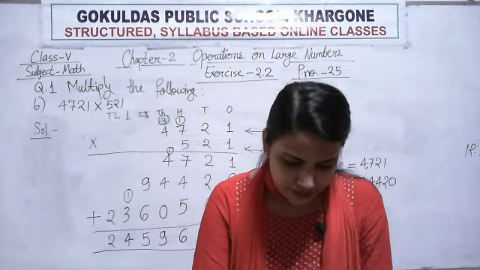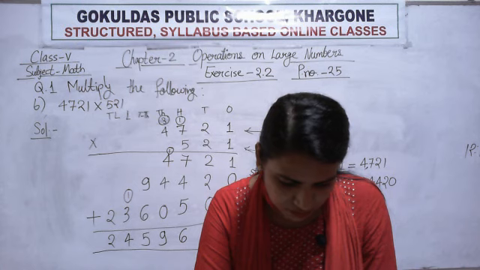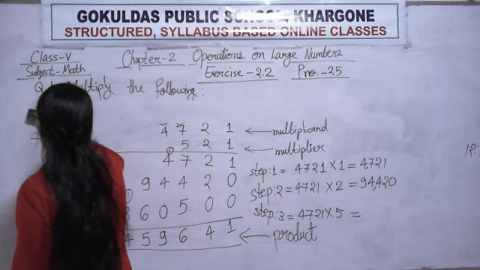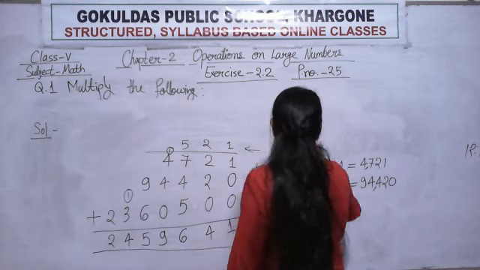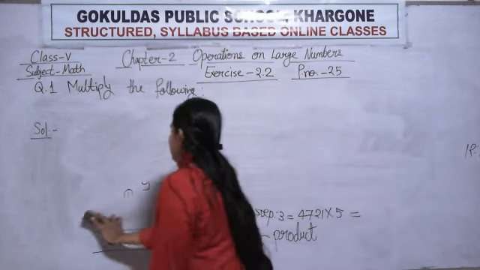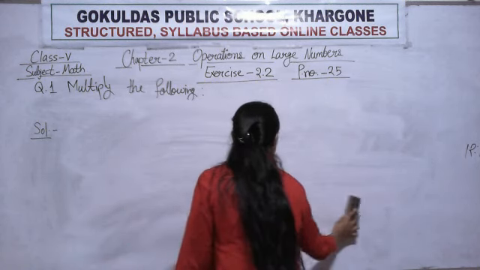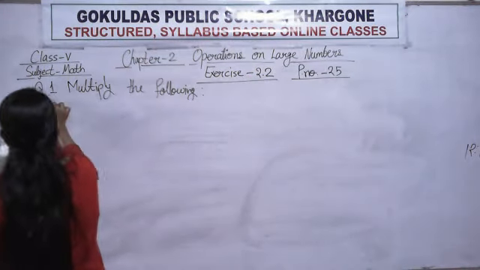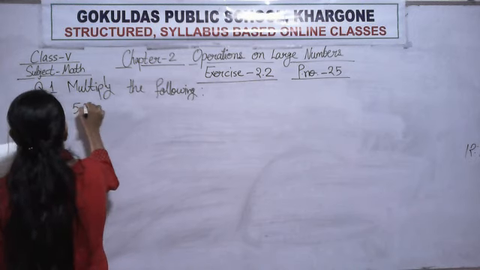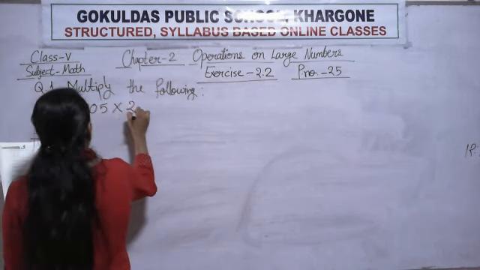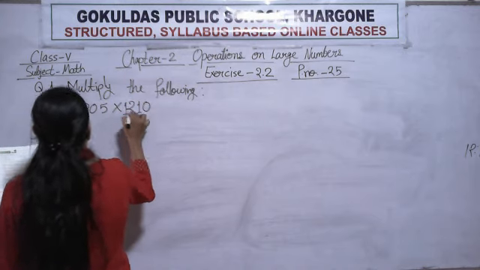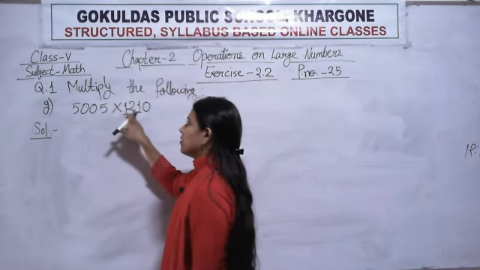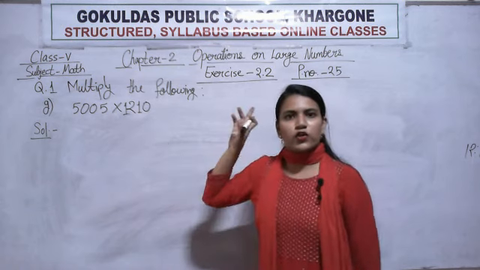Now let us take one more example of this question. Part G. Now I am going to solve part G for you. The remaining questions you will solve. In part G, 5005 multiplied by 1210. Okay. So what you will do?